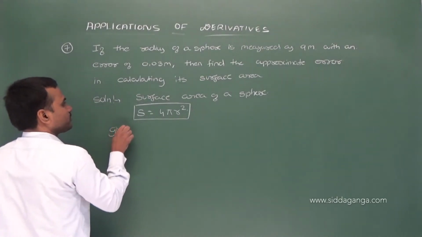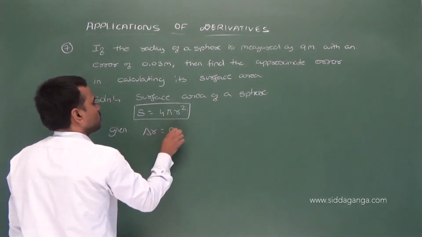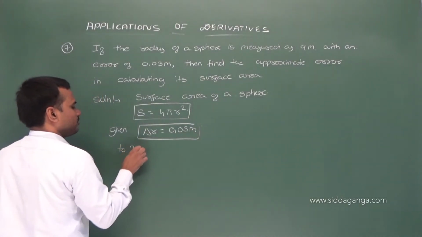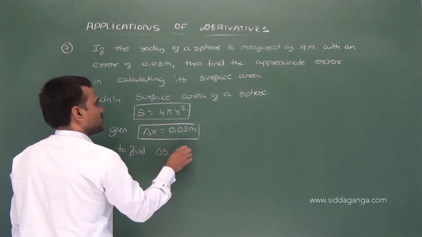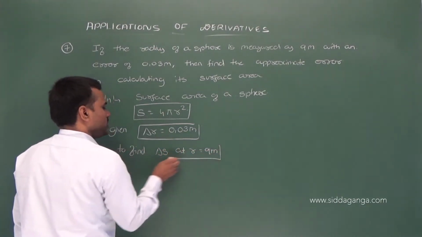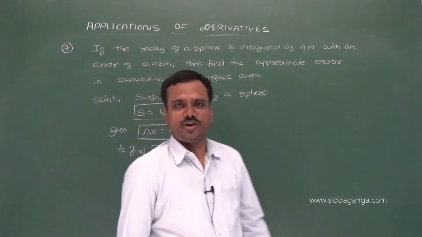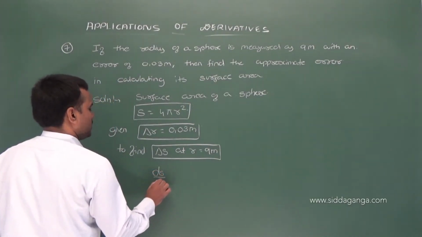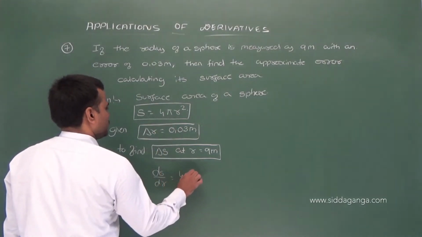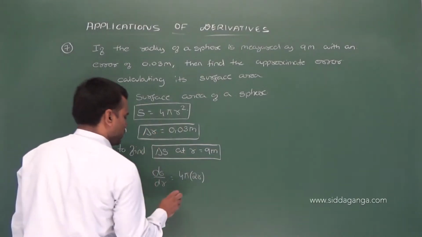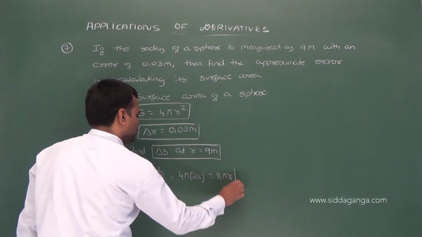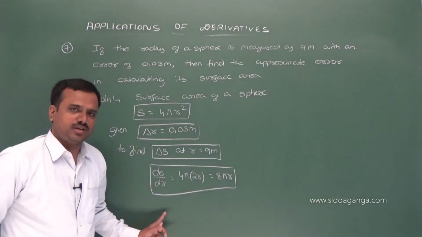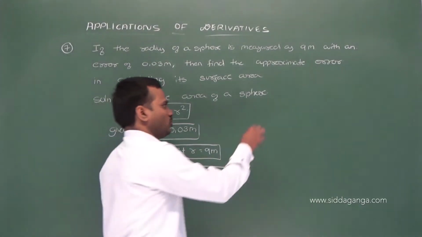Given delta r is equal to 0.03 meter. To find delta S at r is equal to 9 meter. So we differentiate this one. dS by dr is 4 pi into 2r. The derivative of r square is 2r. So that is equal to 8 pi r.